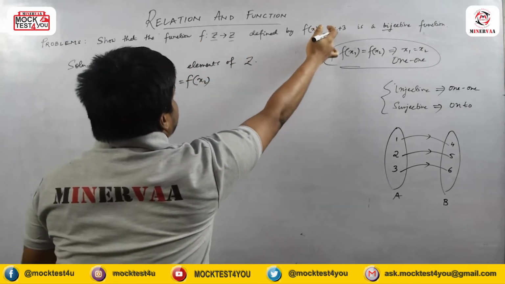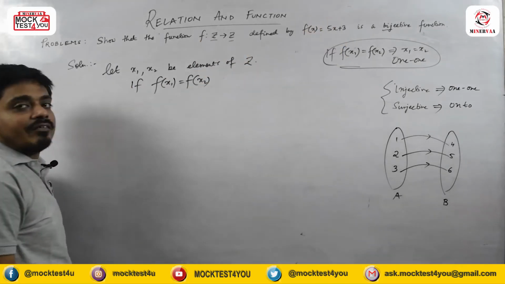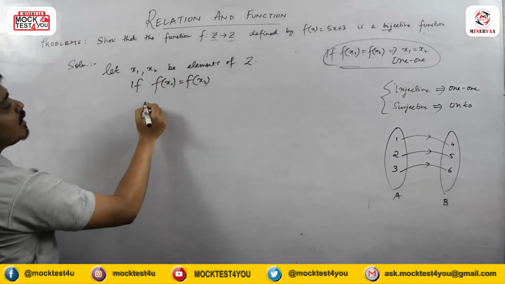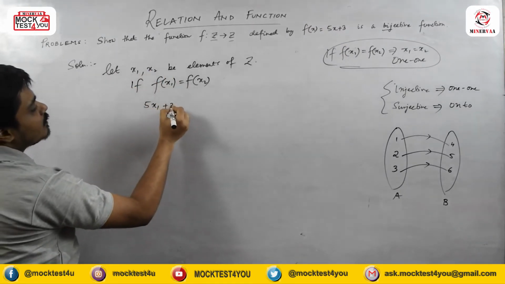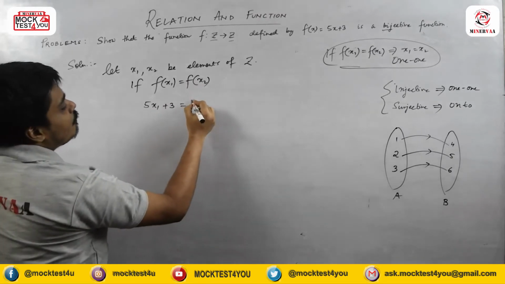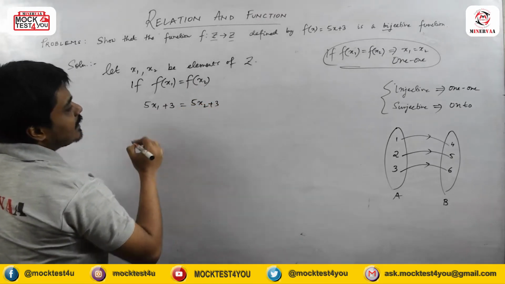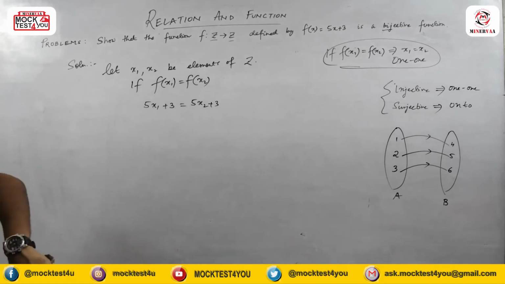So let us say, what is the function? f(x) is 5x + 3, right? So f(x1) will be what? 5x1 + 3. And f(x2) will be what? 5x2 + 3. This is what we have. Now let us simplify this one.